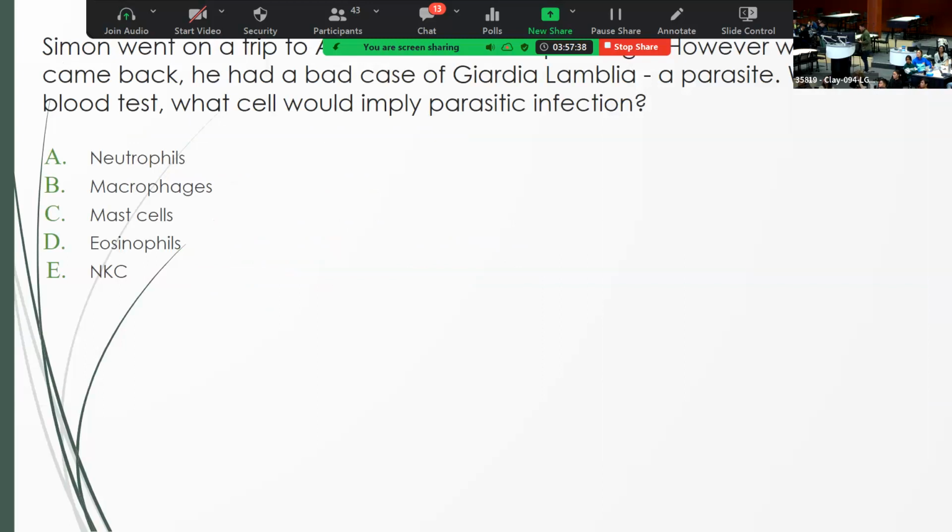Some questions to break it up. Is there a way to get rid of this Zoom thing? Can't really. All right.